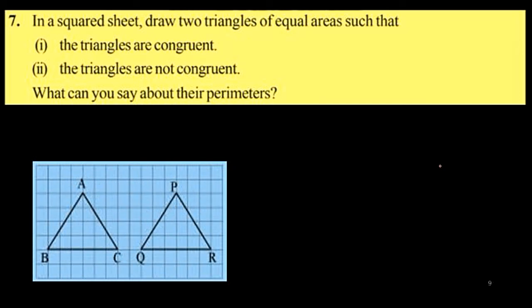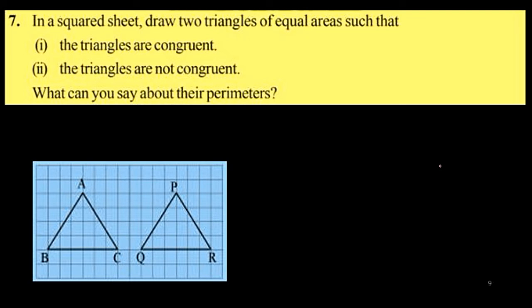Yeah, by seeing the figure, you can clearly make out that these two triangles are congruent. You know how to find the area of the triangles using the squared sheet. So you can count the squared boxes and find out that the areas are also the same. What can you say about their perimeter?